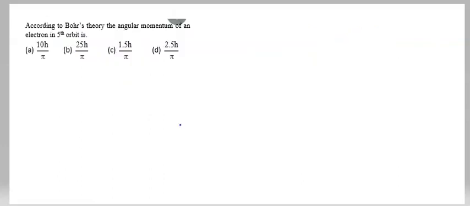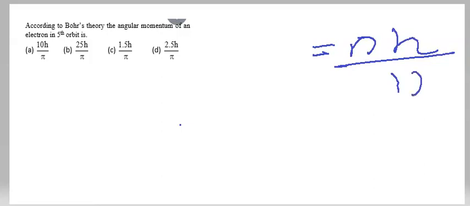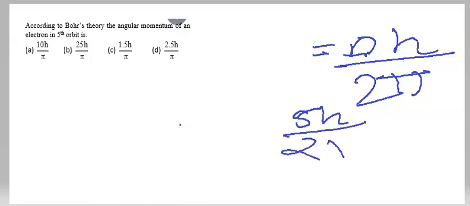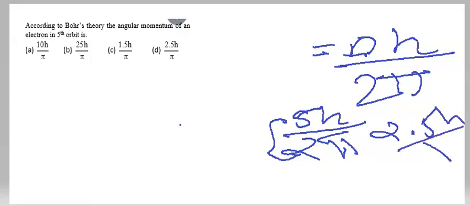So the question is, according to Bohr's theory, the angular momentum of an electron in the fifth orbit, right? For angular momentum we have the formula n times h by 2 pi, where n is the orbit on which the electron is situated. So this is the formula, right? Then we'll substitute the value of n, which is 5. So 5h by 2 pi. We can solve this to get 2.5h by pi. So option B is right.